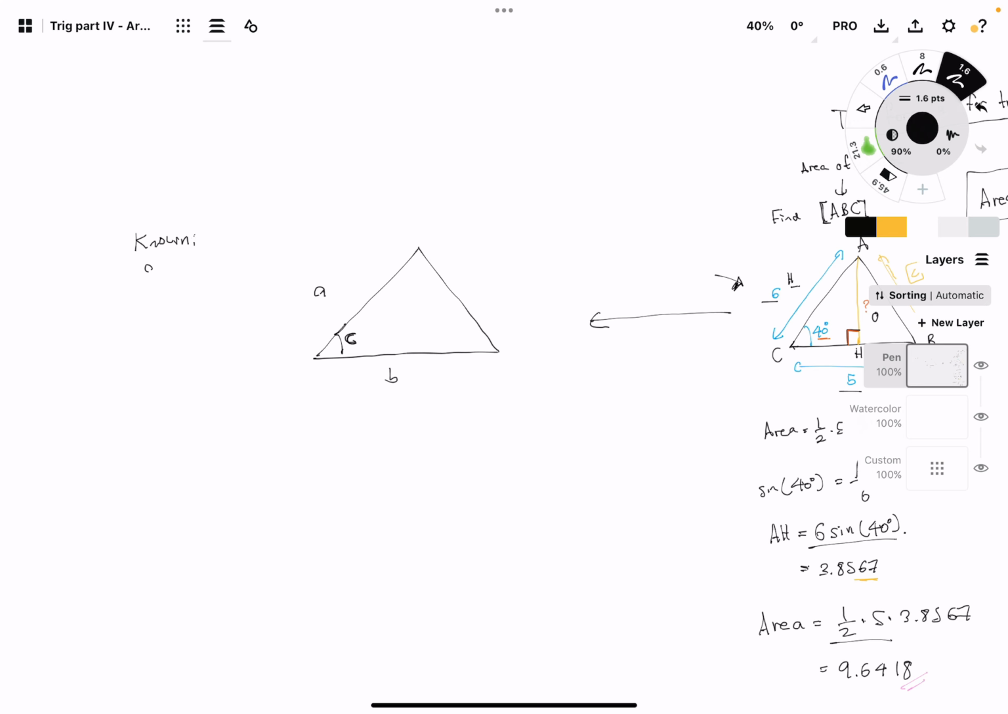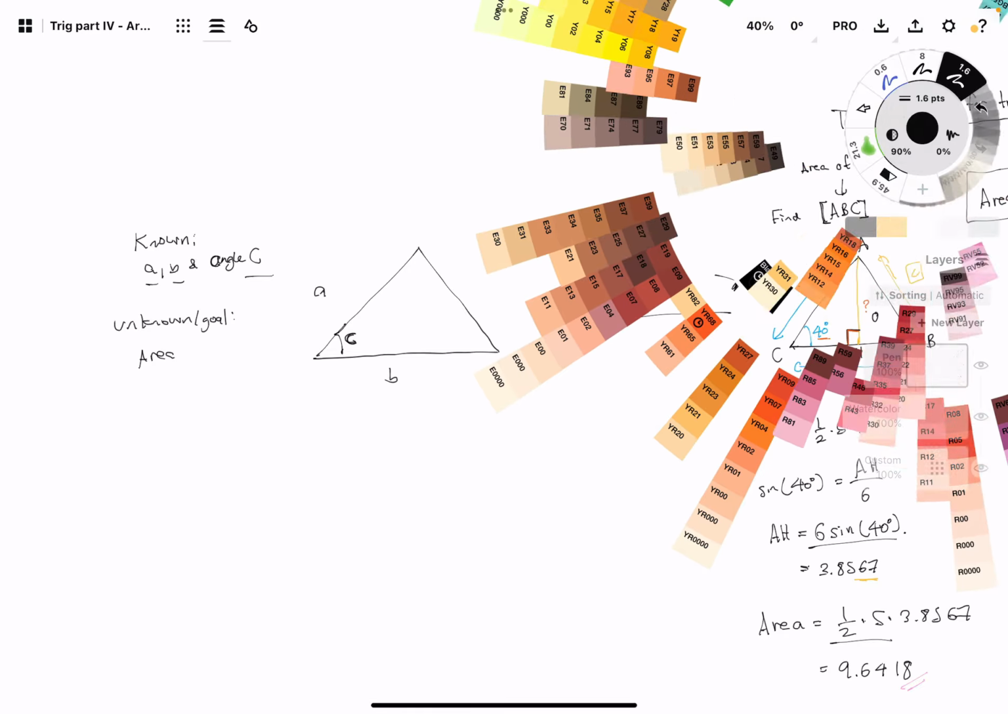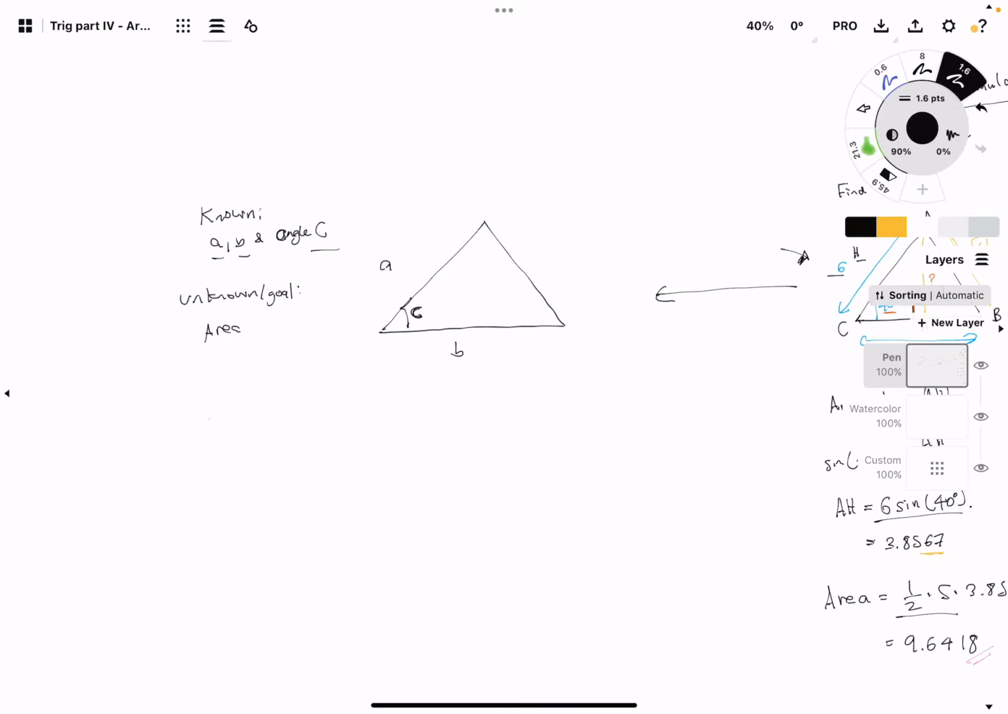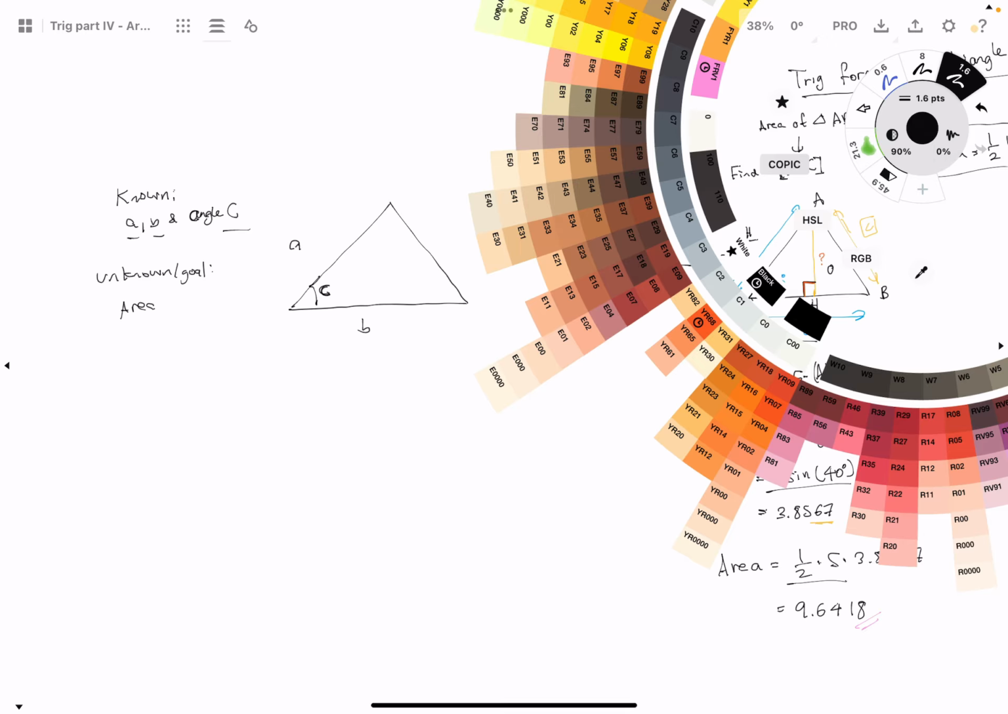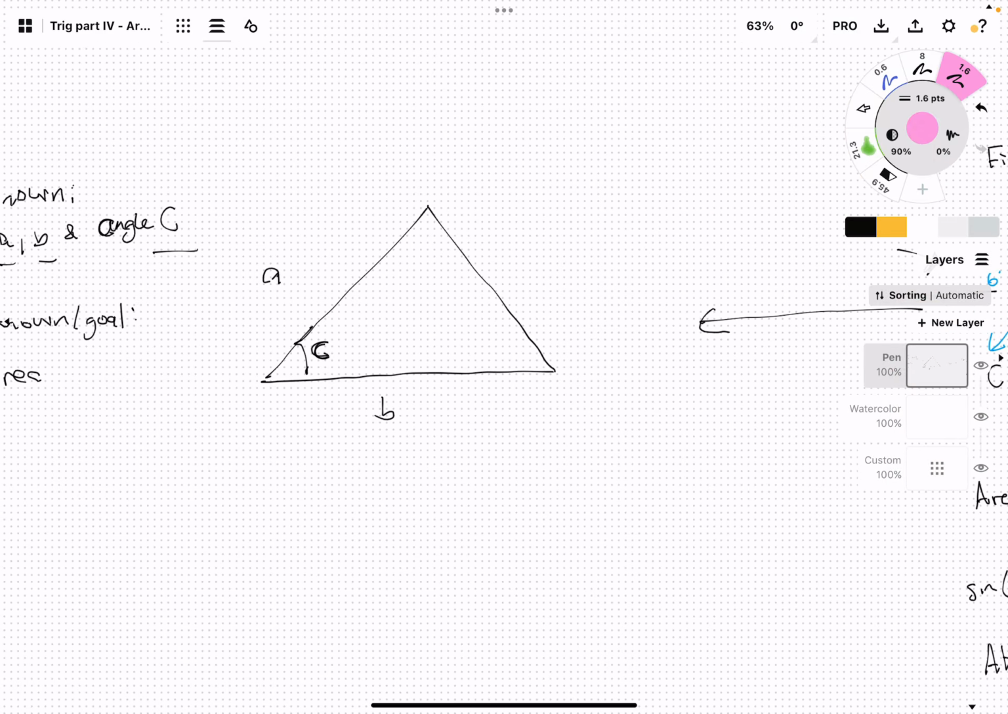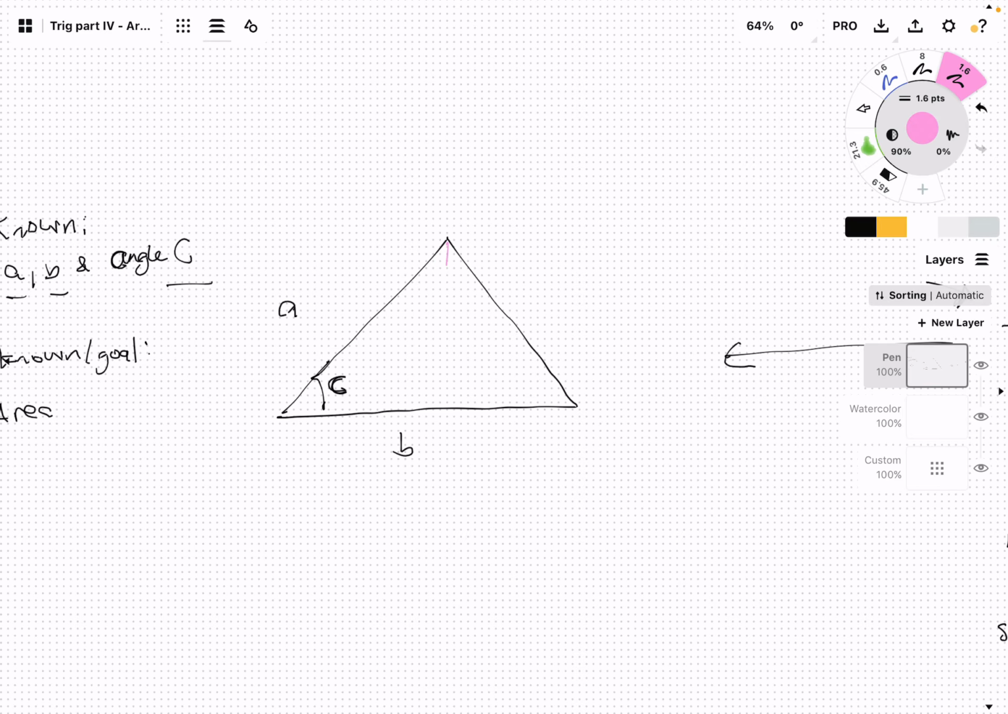So you know a, b, and angle C. And the unknown is area, or the goal. You want to find the area relative to these fake known values, I guess. And the way we find this, again, we can't use the formula. We're trying to prove the formula is true, so we have to do it some other way. The other way we know is with the basic height formula.